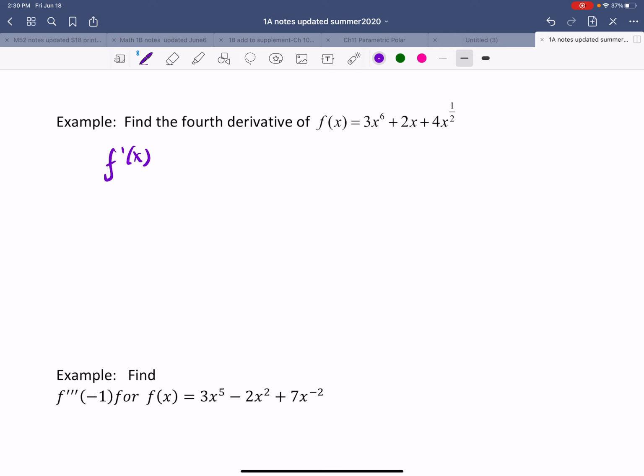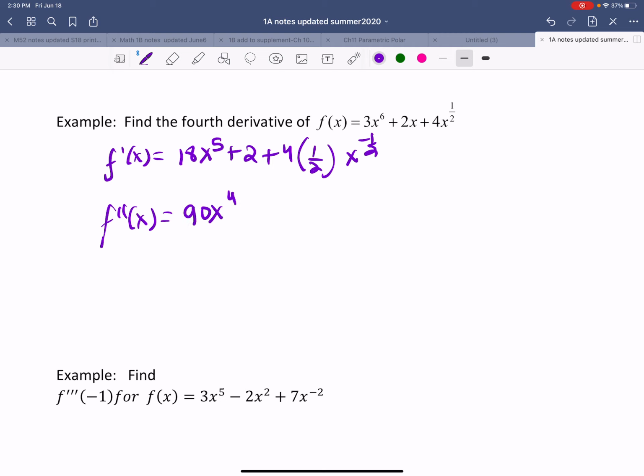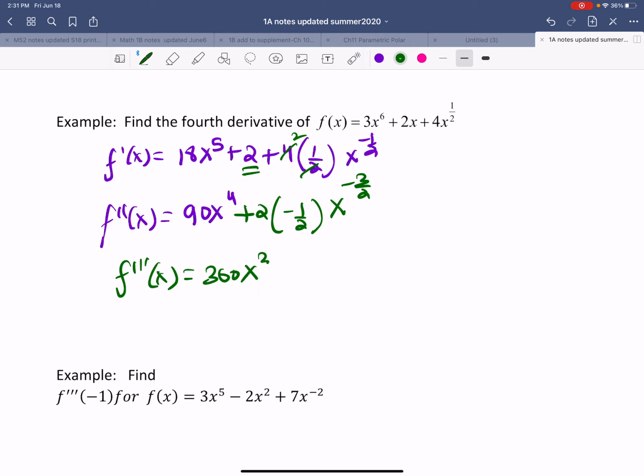Let's go ahead and find the first derivative. That would be 18x to the fifth plus 2 plus 4 times 1/2 x to the power half minus 1, which would be negative 1/2. Second derivative, 18 times 5 is 90x to the fourth. Derivative of 2 would be 0. And that's a 2 plus 2 times negative 1/2 x to the power negative 1/2 minus 1 is negative 3/2. Third derivative is going to be 90 times 4 is 360x to the third, plus 3/2, because this is going to be gone and it's going to become positive, 3/2 x to the power negative 5 over 2.